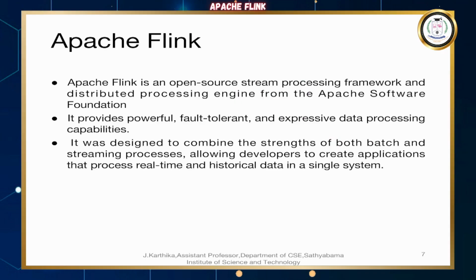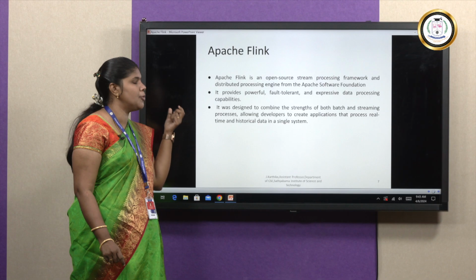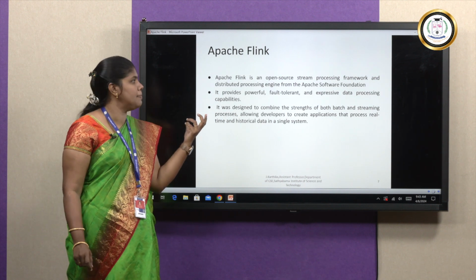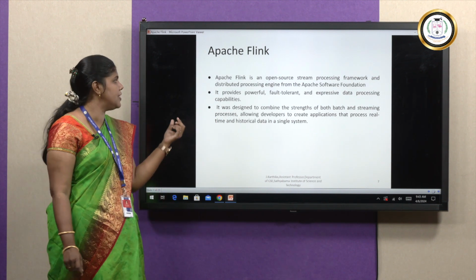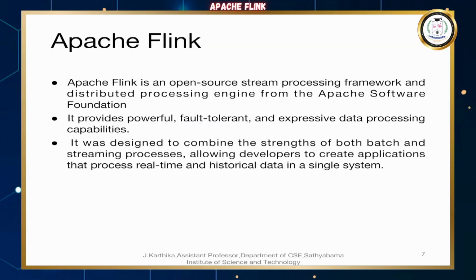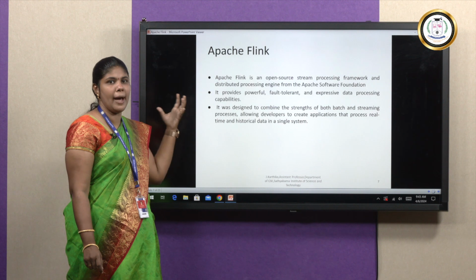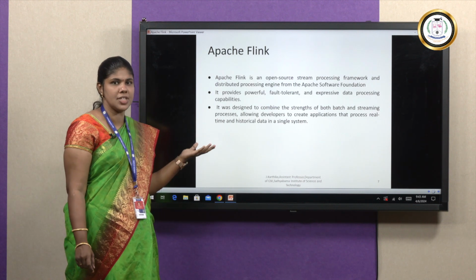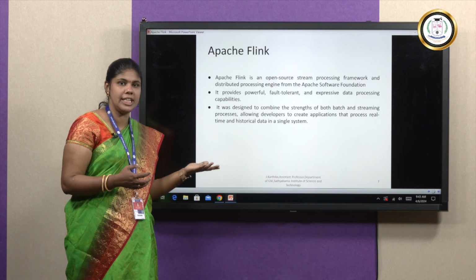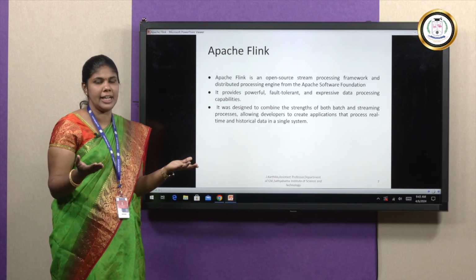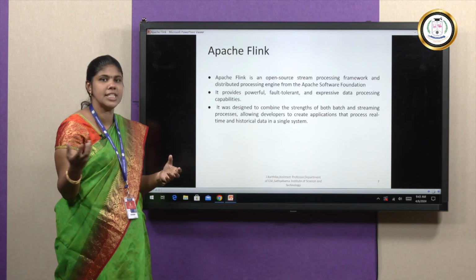So what is Apache Flink? This is a general definition. It is an open source stream processing framework and distributed processing engine developed by Apache. What are the benefits of Apache Flink? We have a lot of benefits: it has powerful, fault tolerant and expressive data processing capabilities. It combines the strength of both batch processing and stream processing, which means it deals with both historical data as well as real time data to process the application.